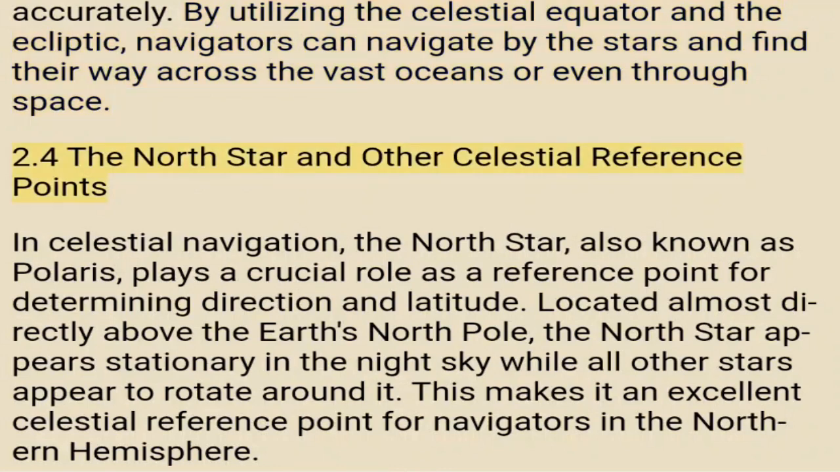2.4 The North Star and other celestial reference points. In celestial navigation, the North Star, also known as Polaris, plays a crucial role as a reference point for determining direction and latitude. Located almost directly above the Earth's North Pole, the North Star appears stationary in the night sky while all other stars appear to rotate around it. This makes it an excellent celestial reference point for navigators in the Northern Hemisphere.